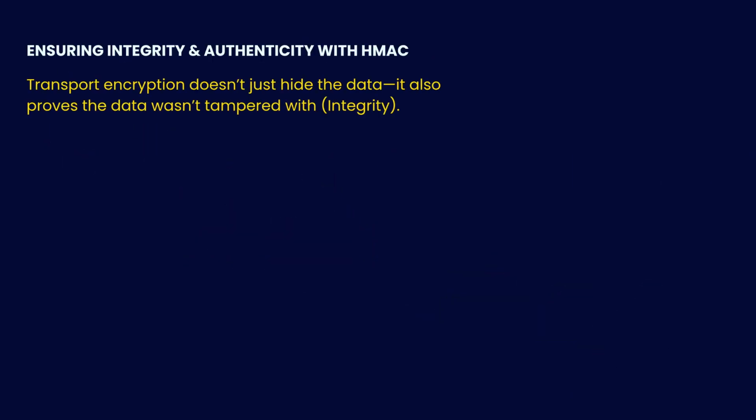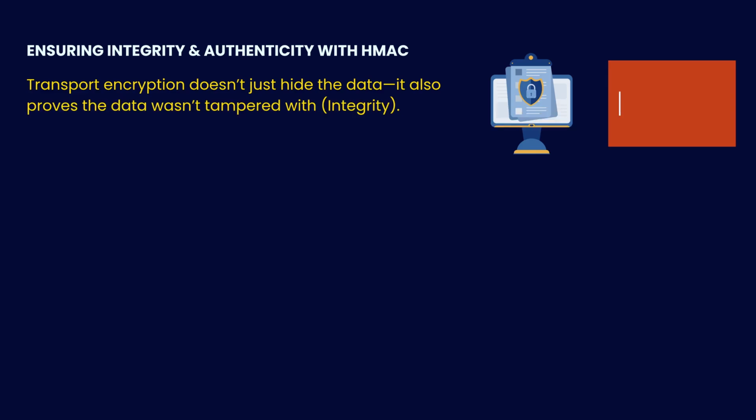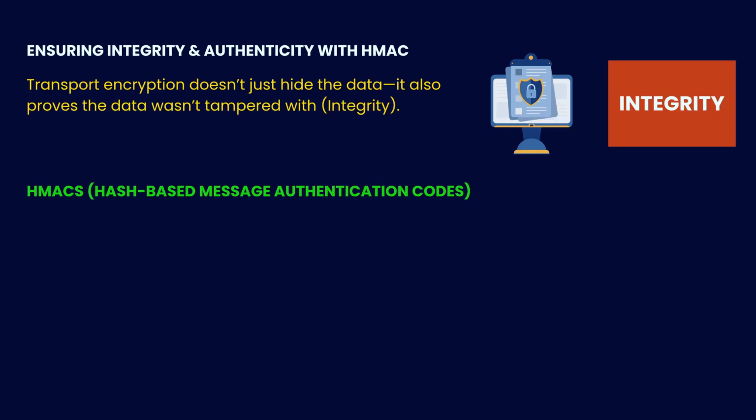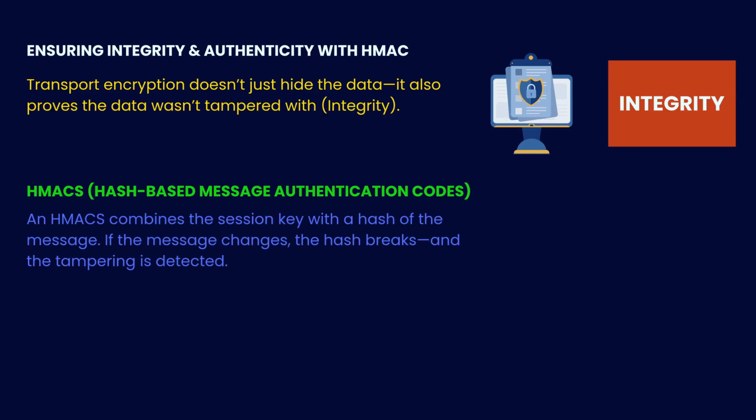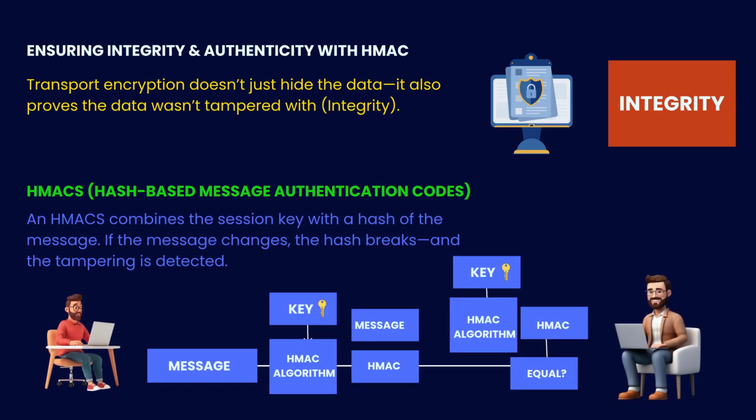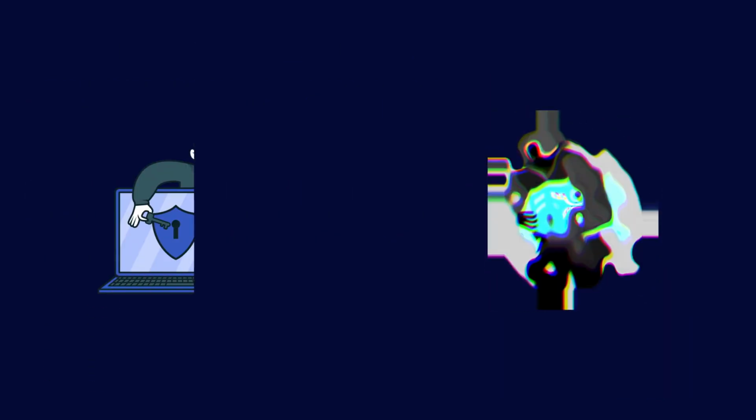Transport encryption doesn't just hide the data, it also proves the data wasn't tampered with, which is integrity protection. That's where HMAC, hash-based message authentication codes, come in. HMAC combines the session key with a hash of the message. If the message changes, the hash breaks, and the tampering is detected.